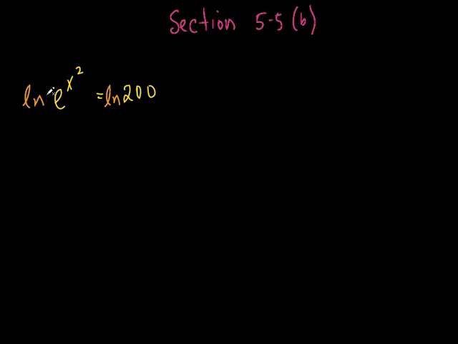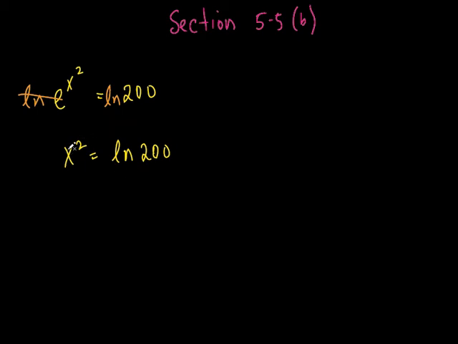How does that help us? It helps because the natural log and the e will cancel each other out. We talked about that earlier. All right, so that'll cancel. And then what am I left with? I'm just left with x squared equals what? The natural log of 200. Remember, natural log of 200 is just a number, okay? You're using your calculator for this.